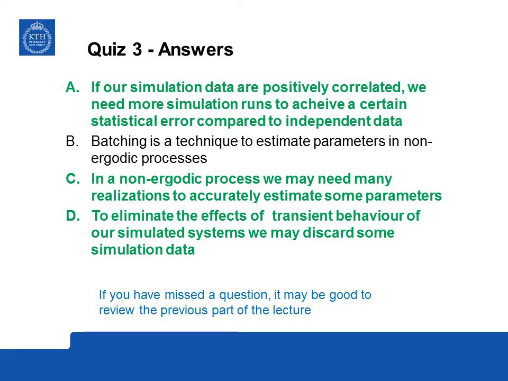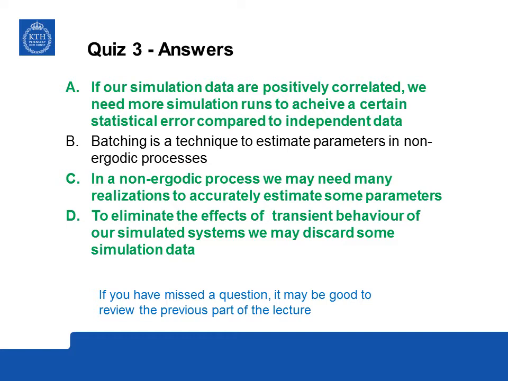And here are the correct answers. If you have simulation data with positive correlation, the variance will be higher, and we need more simulation runs to achieve the certain statistical error that we want, compared to if we had independent data. So A is correct.